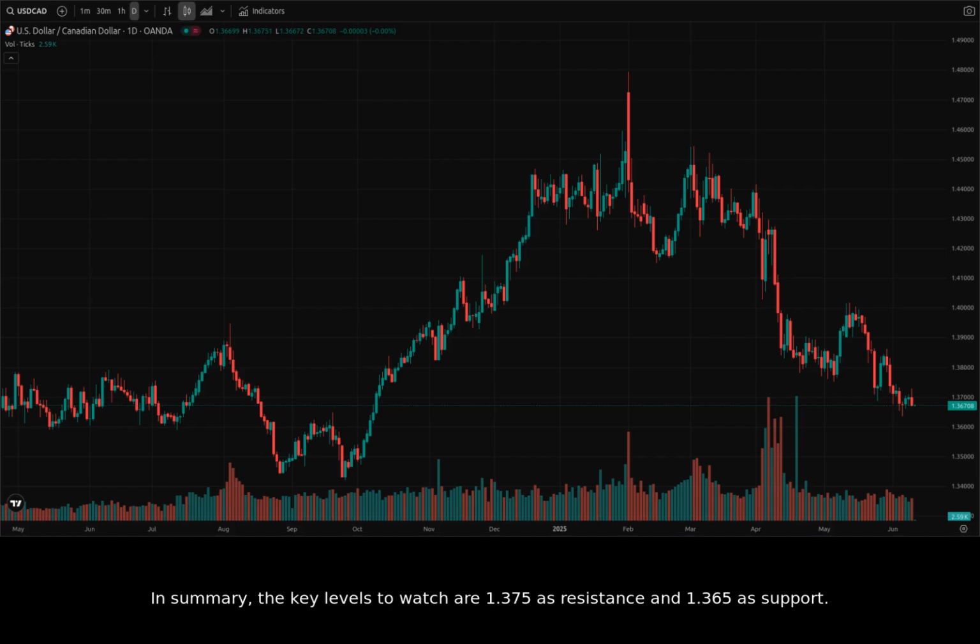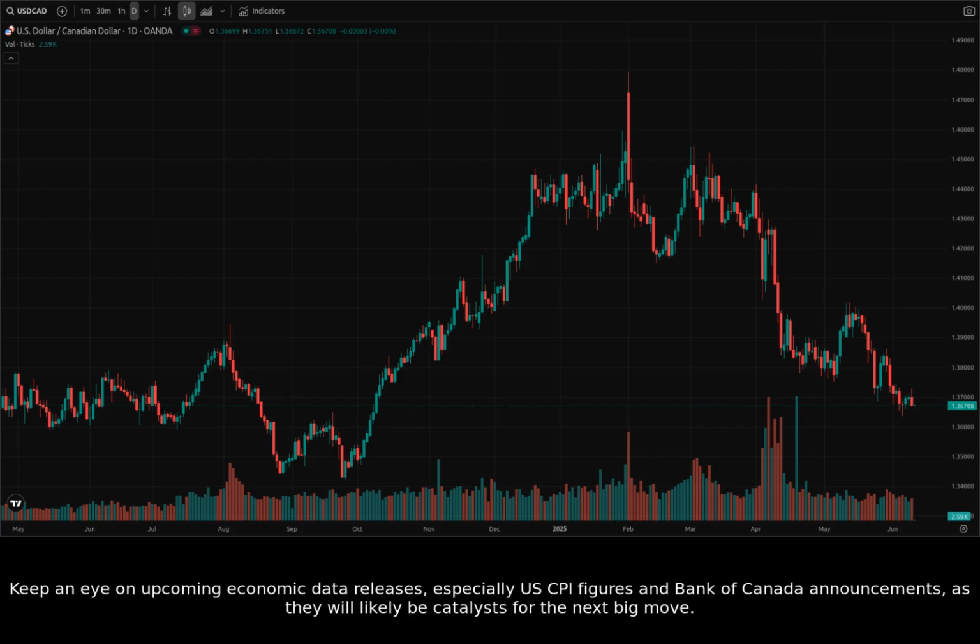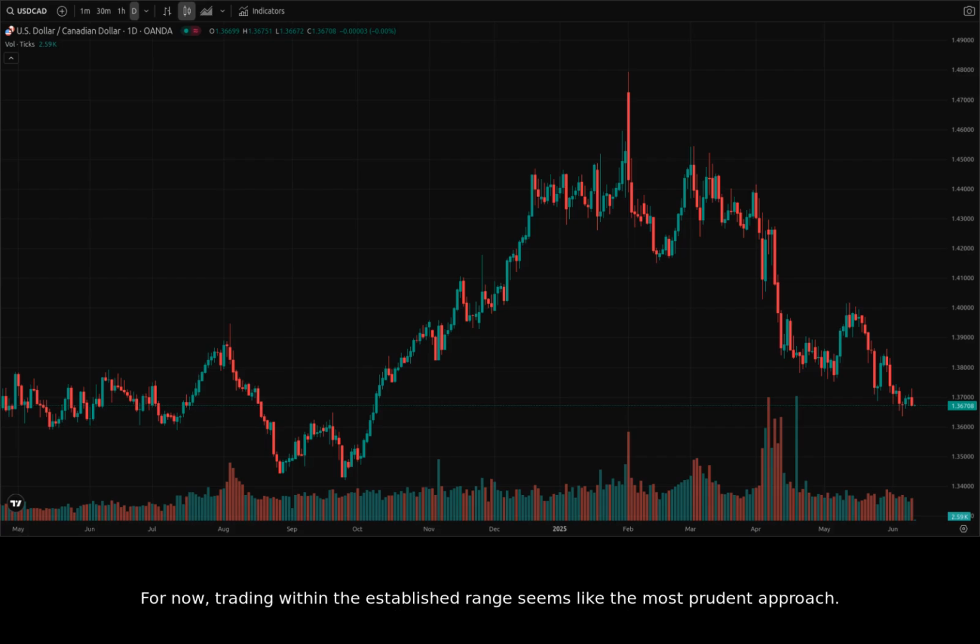In summary, the key levels to watch are 1.375 as resistance and 1.365 as support. Keep an eye on upcoming economic data releases, especially US CPI figures and Bank of Canada announcements, as they will likely be catalysts for the next big move. For now, trading within the established range seems like the most prudent approach.